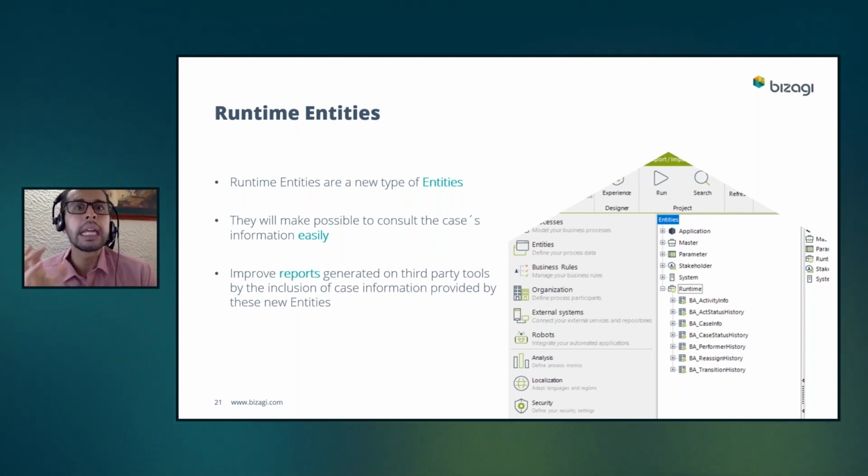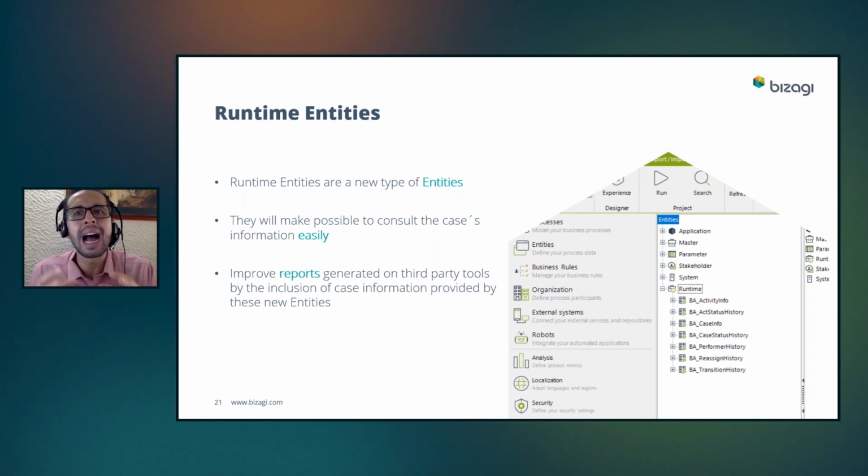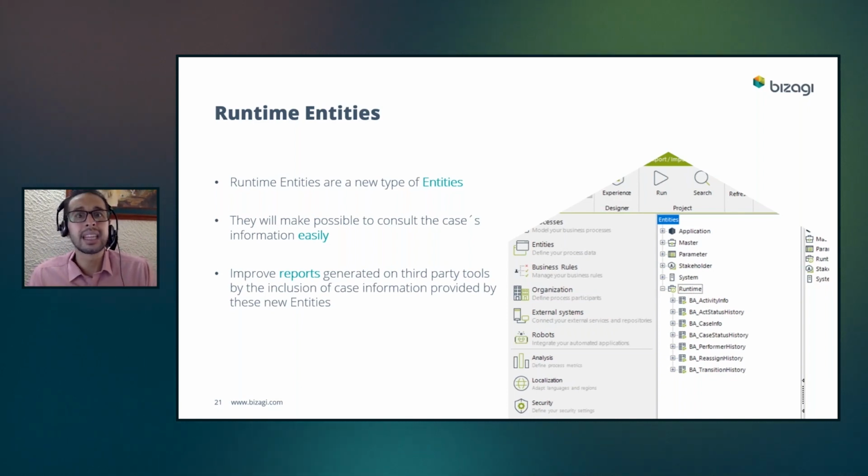So now what we're giving to our community and to our users are new tables that contain internal information of the execution of processes. That means that with these new entities, you will have the opportunity to access and review case information in a really, really easy way. And one of the great advantages is that now with this information, we can improve reports, even those generated by third-party tools.